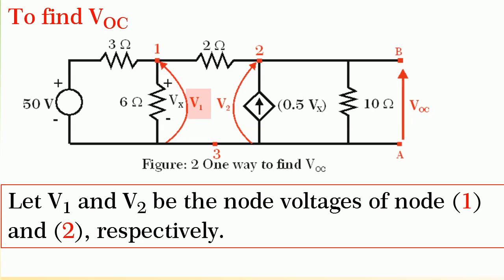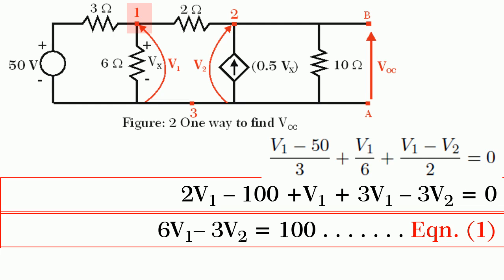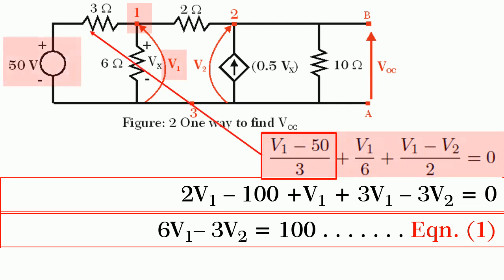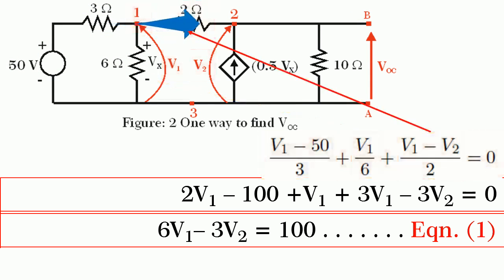Let V1 and V2 be the unknown node voltages assumed as shown in figure. By writing the Kirchhoff's current equation for node 1, we get (V1 minus 50) divided by 3 plus V1 by 6 plus (V1 minus V2) by 2 is equal to 0. By solving and rearranging it, we get 6V1 minus 3V2 is equal to 100. Let it be equation 1.